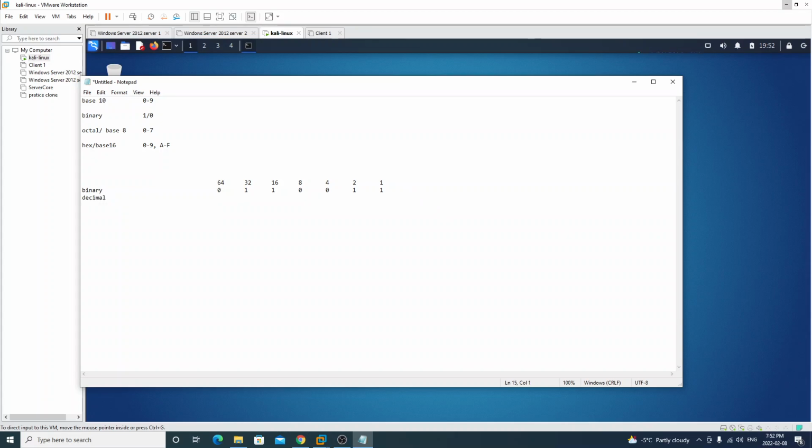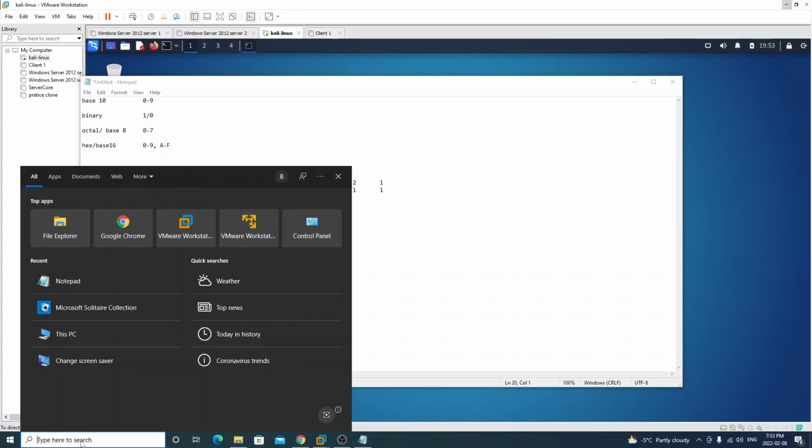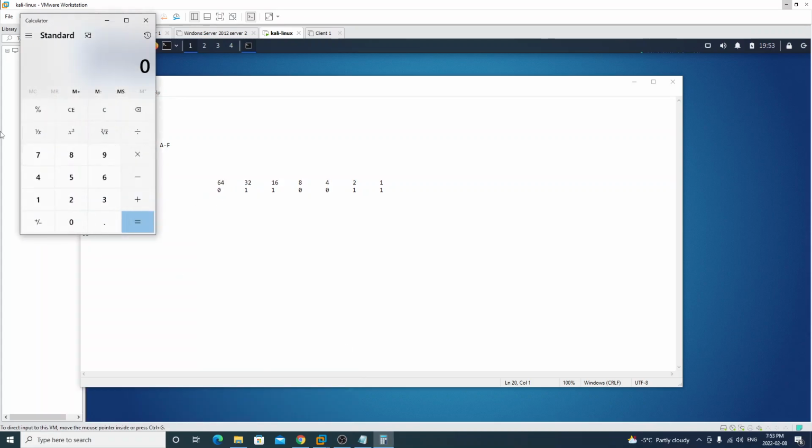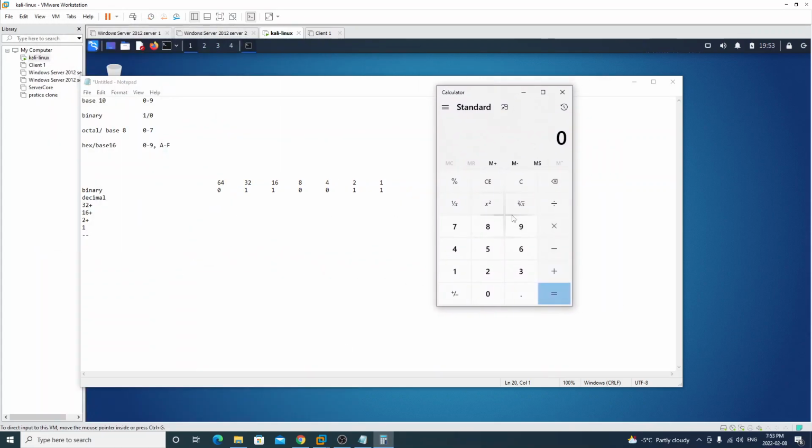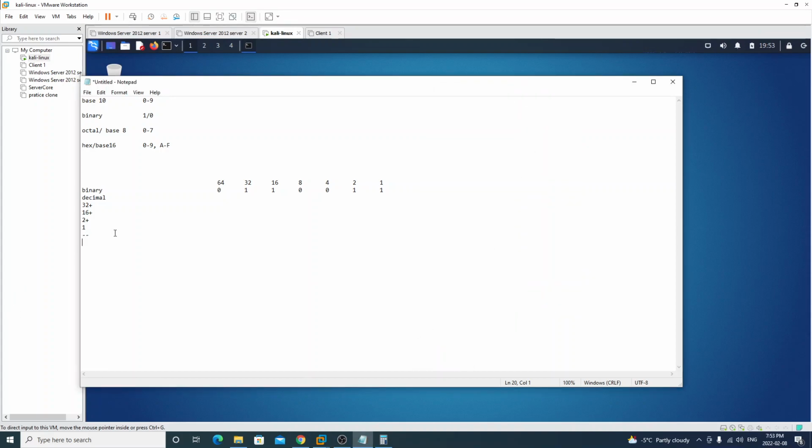So in essence, to get our decimal, we would calculate 32 plus 16 plus 2 plus 1, and that equals out to, let me pull up my calculator. I don't want to get my math wrong. So that's 32 plus 16 plus 2 plus 1. Okay, so we have 51. So in essence, it's 51.